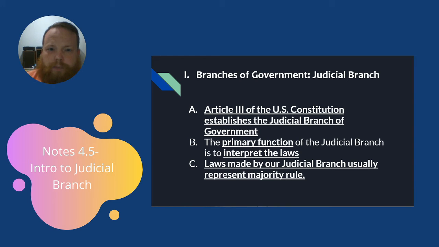So we jump in looking at Article 3 of the U.S. Constitution. Reminder that Article 1 was the legislative branch, Article 2 is the executive branch, and now Article 3 is the judicial branch. The primary function of the judicial branch is to interpret the laws, specifically the laws that come from the other two branches. Laws that are made by a judicial branch usually represent majority rule. Therefore, more people have to agree on it than disagree on it.